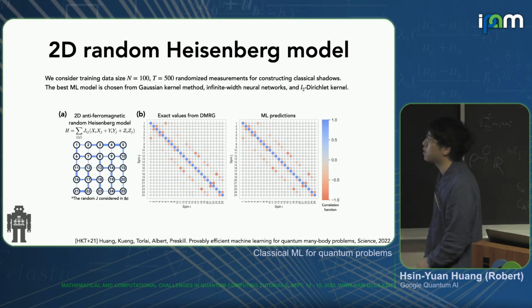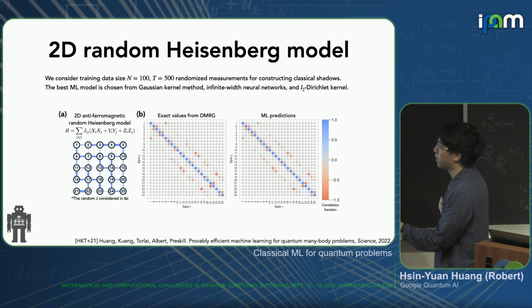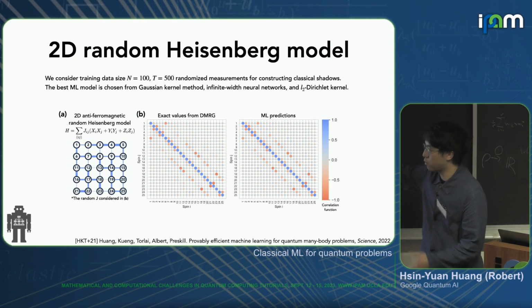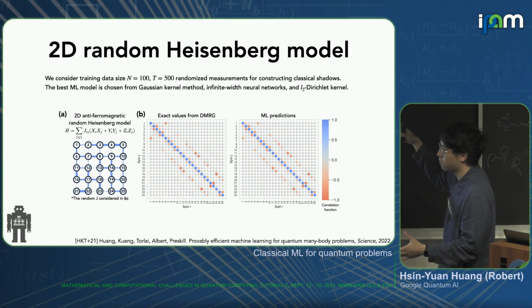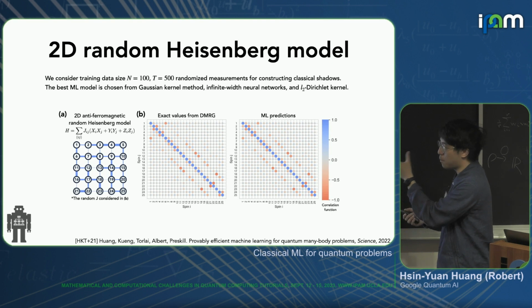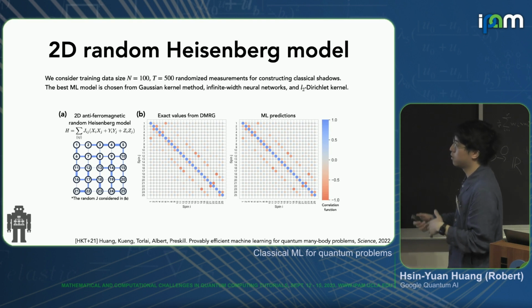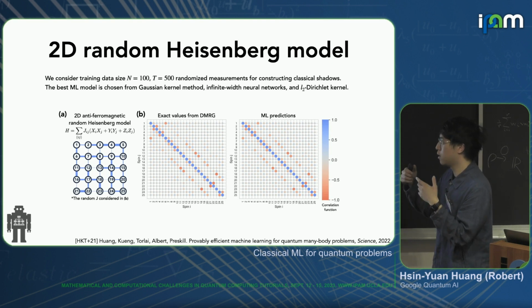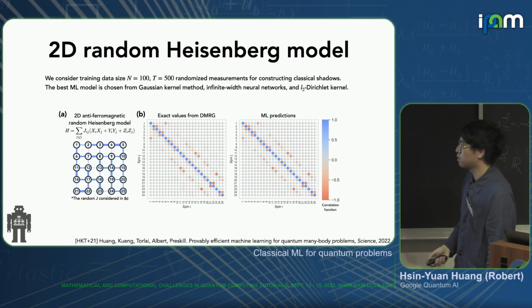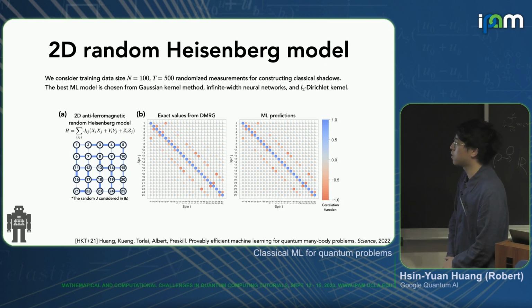Here are some numerical experiments where we consider training an ML model for predicting ground state properties of a 2D random Heisenberg model. For the system size we consider 5 by 5 to 9 by 5. One could also use a snake-shaped DMRG to solve the ground state. But DMRG using a snake shape would have a computational complexity that grows exponentially in the square root of the system size. So it is still a super-polynomial time algorithm.